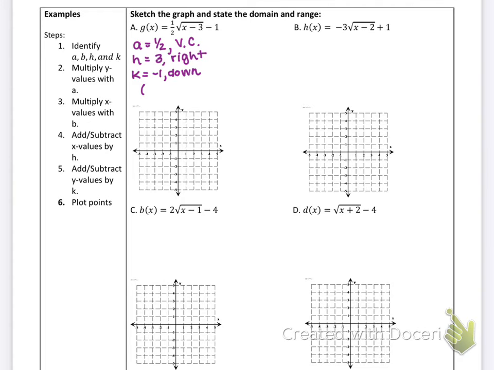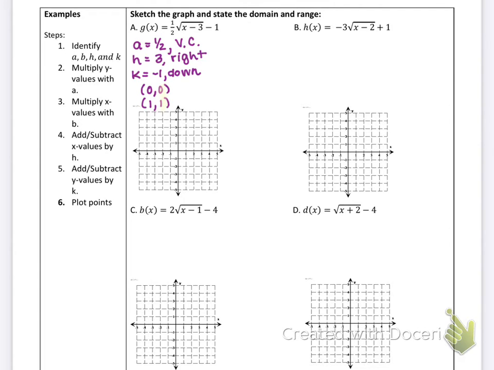Now, I am going to show you using the reference point method. Remember, if you wanted to, though, you could just do exactly what we did in class. So you start with your h and k, so 3, -1, and then you would move up a half and then over right 1 if you wanted to.